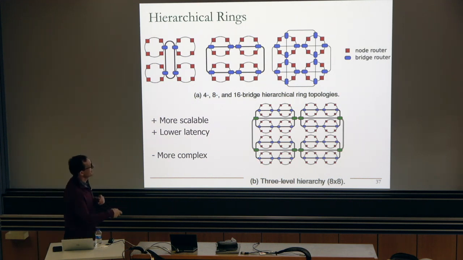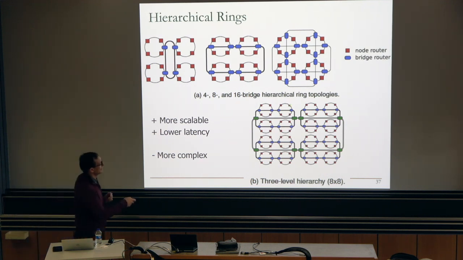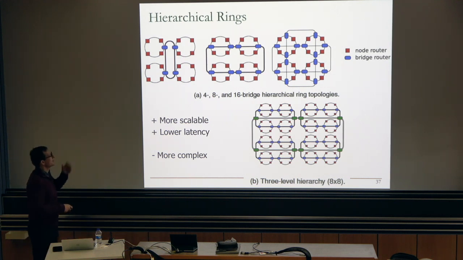So this is another example. This is a 64-node network. It's a 3-level hierarchy. That's not necessarily the best way of building it, but you can see that this is one level 1 cluster, and 4 of them are connected to a level 2 cluster with this ring, and 4 level 2 clusters are connected to each other with this ring with green ring stops. And this way you can add more scalability.